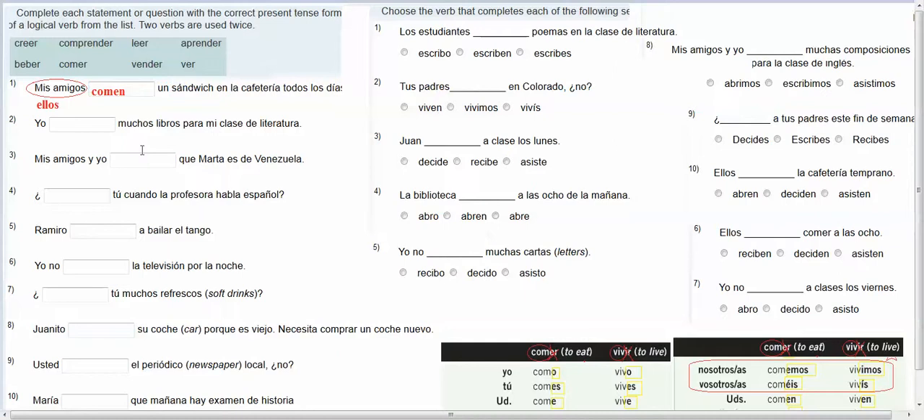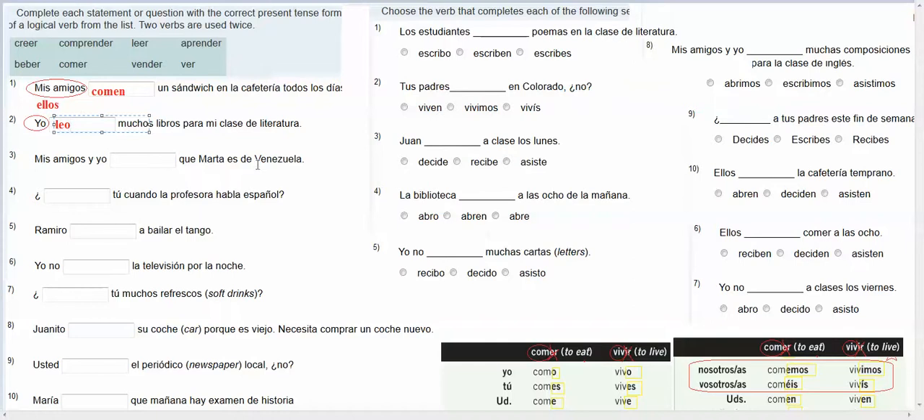Okay. "Yo blank muchos libros para mi clase de literatura," probably leer, right, to read. Okay. Who's doing the reading? I am. So we want the ending that matches yo. I put my leer back in there, get rid of the ending, and look for what matches yo. If it's an ER verb, it's an O. It's going to be like comer.